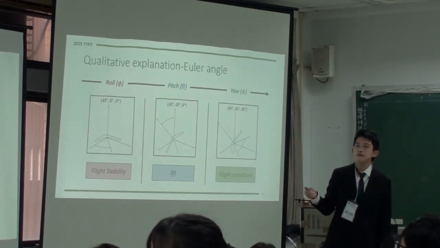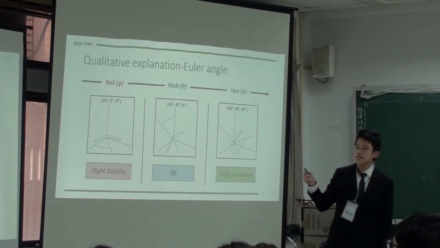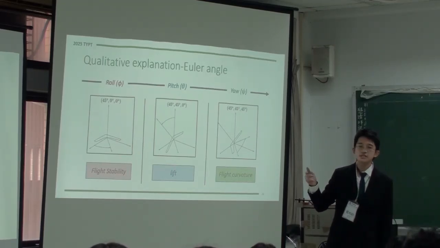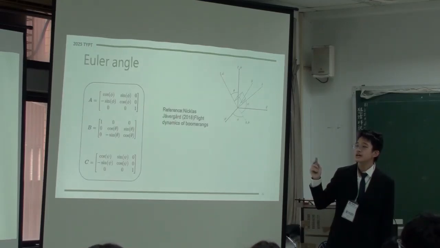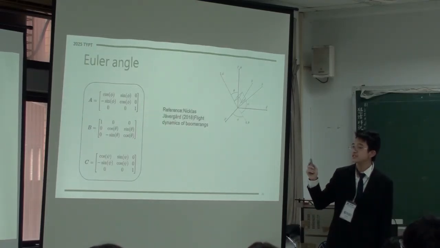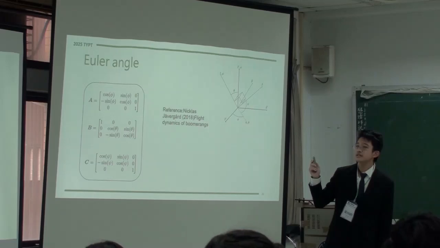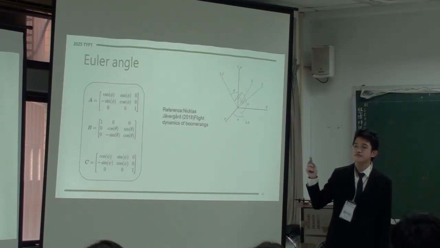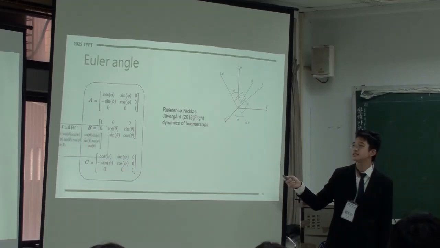As I'll talk about, when the boomerang rotates, it goes through 3 rotations. The first rotation is phi, which controls the flight stability. Theta is pitch, which controls the depth, and the third one controls the flight curvature. We will turn the coordinate system to the body system. First we rotate about the z-axis by phi, next rotate about the new x-axis by theta, then we rotate about the new z-axis by the third angle, and we can get the transfer rotation like this.